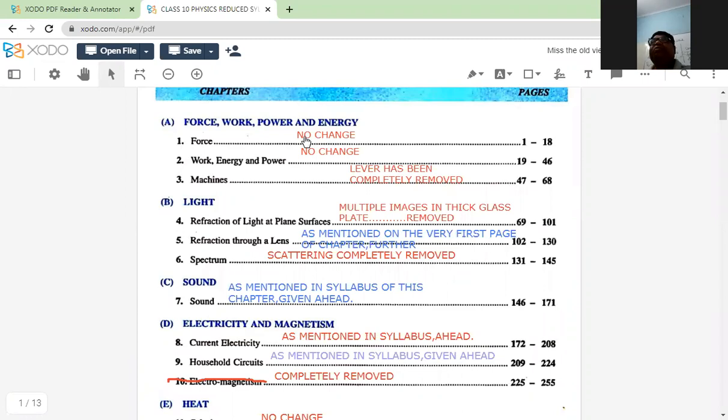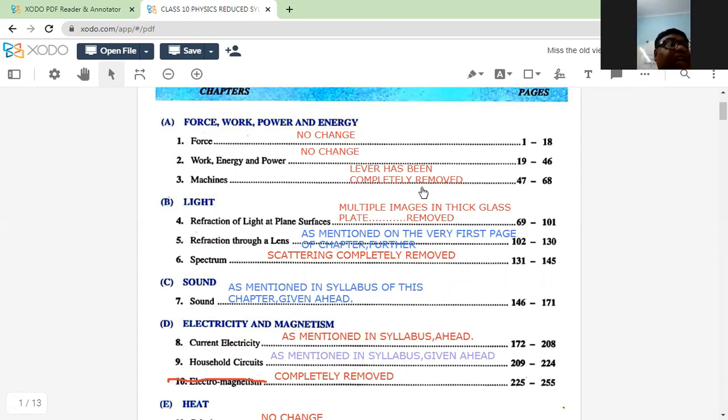In chapter 1, Force, nothing has been removed, no change. Chapter 2, here also there is no change. Chapter 3, lever has been completely removed, just like last year. In the previous year also, there was no change in force. Here in chapter 2 also there was no change. And in machines, lever has been completely removed. It's clear?